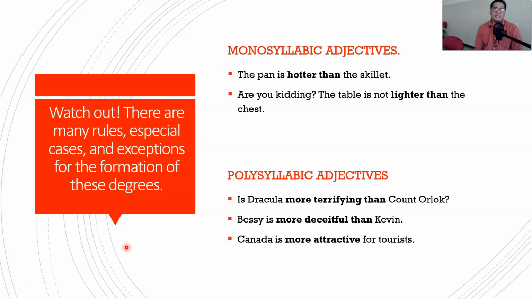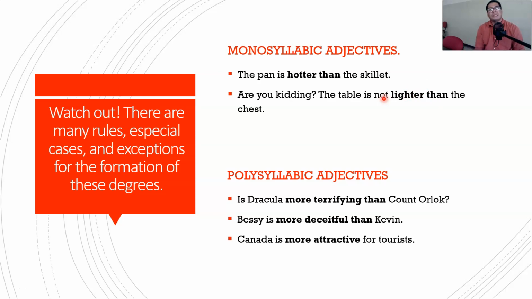The general rule is the rule that applies to monosyllabic adjectives, which is using ER at the end of the adjective followed by than. Like in the case of the pan is hotter than the skillet. And, are you kidding? The table is not lighter than the chest. So here I am using a monosyllabic adjective, so I'm going to add ER at the end of the word, and then I use than. The same with the other case. Light, it's a monosyllabic word, then I add ER, lighter than.